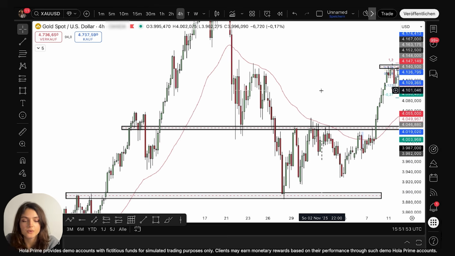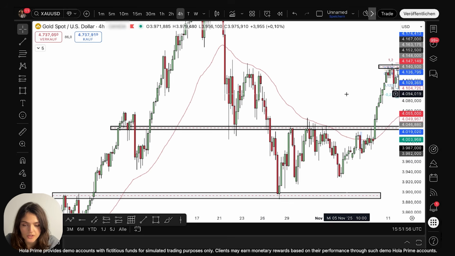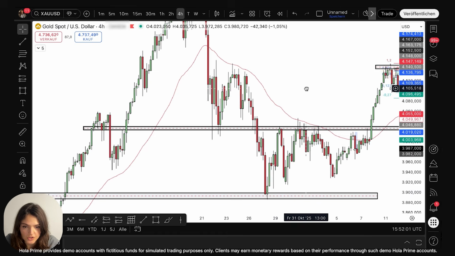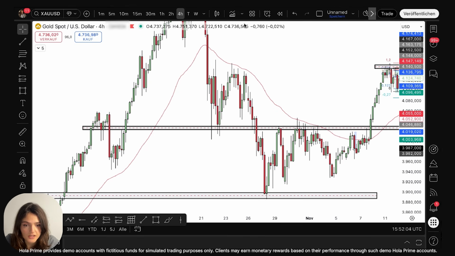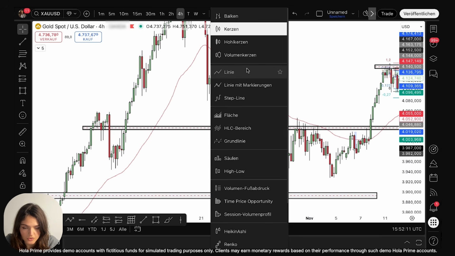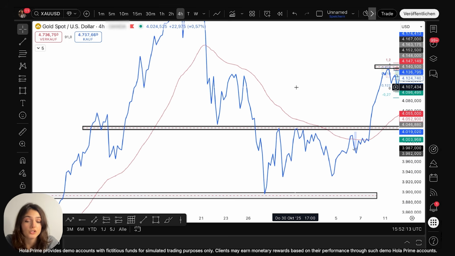Okay, so this is the gold chart from a couple of weeks ago. And as you can see, I have already identified some zones. But to do it together, let's make it a bit easier for us and turn the candles into just a line chart, because then it's much easier to identify the support and resistance zones.